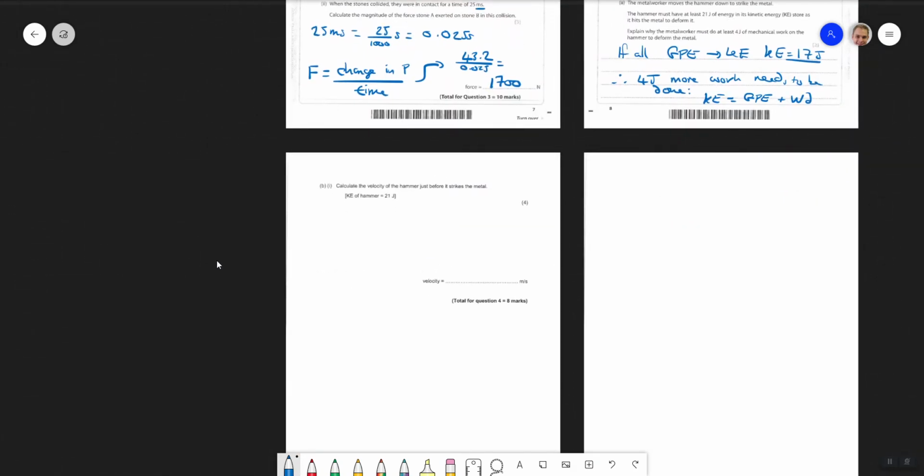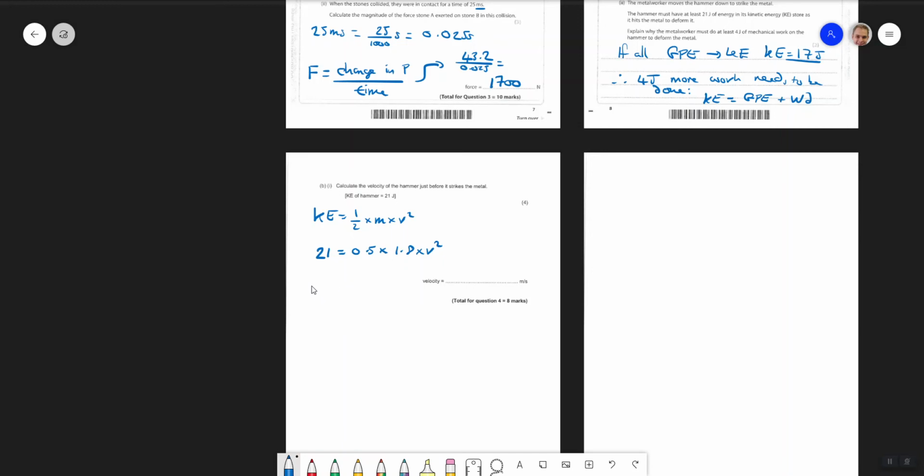Okay, calculate the kinetic velocity of the hammer just before it strikes the metal, and we're going to take the kinetic energy as being 21 joules. So we need to say that kinetic energy equals a half times mass times velocity squared. And so put those substitutions in, so we get 21 is 0.5 times 1.8 times v squared.